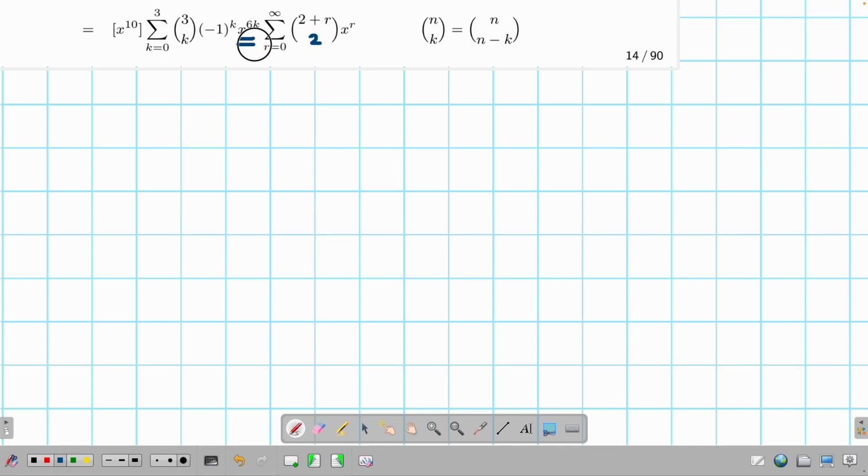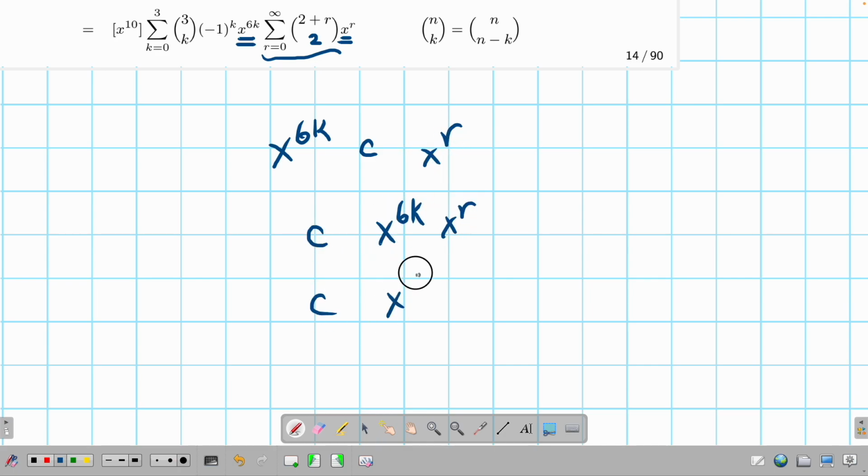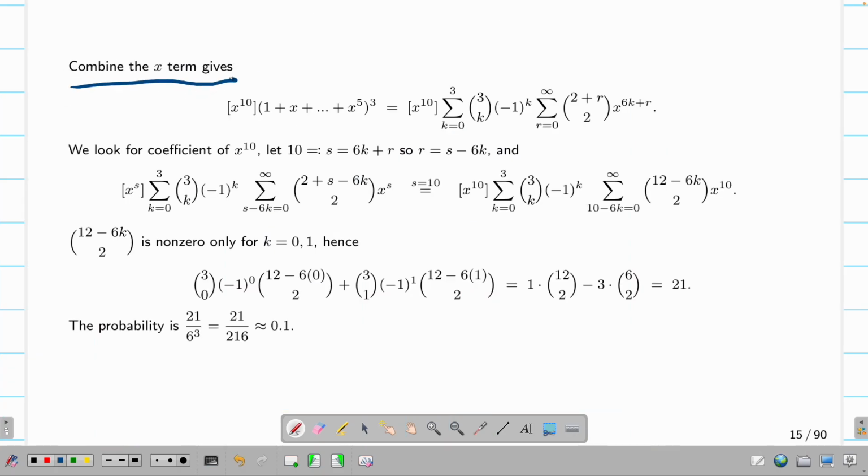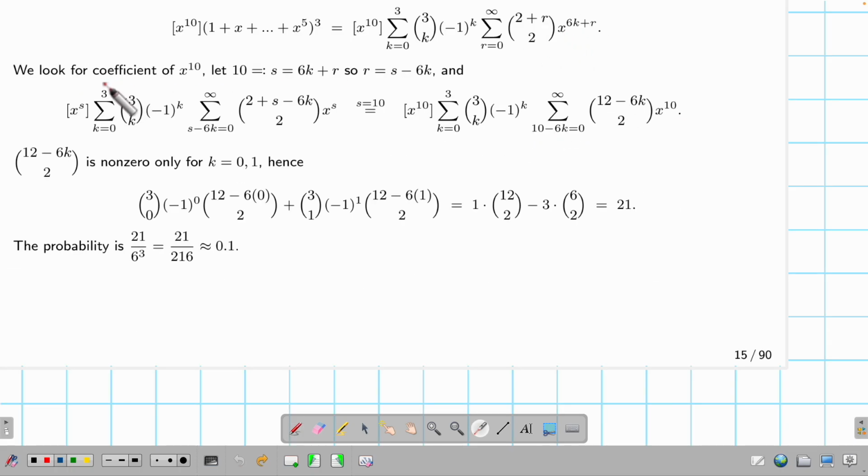So what's next? We are going to combine the expression on x. So we have x^(6k) times some number. I will call this number c, and then I have x^r. So it will be just c times x^(6k) x^r, so it will be just c x^(6k+r). Combining the x terms will give us x to the power 6k plus r times all the coefficients in front of it. So don't forget, we are looking for the coefficient of x^10.